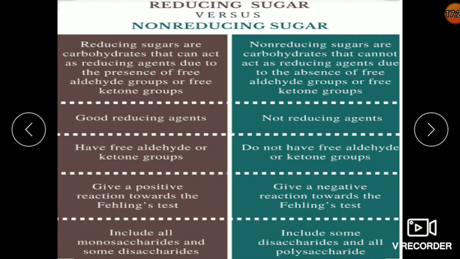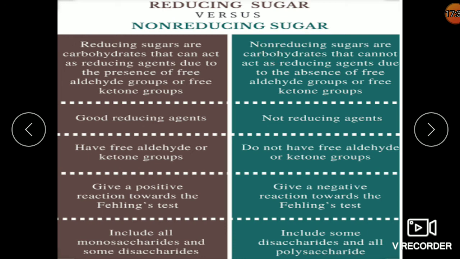Next, depending on the chemical functioning of glucose, we can divide sugars into two categories. One is reducing sugar, another is known as non-reducing sugar. Sugars are nothing but carbohydrates. Glucose, fructose, these are sweet in taste and hence these are called sugars.